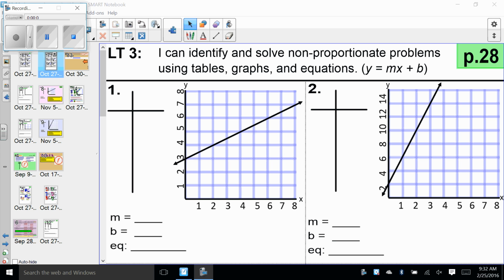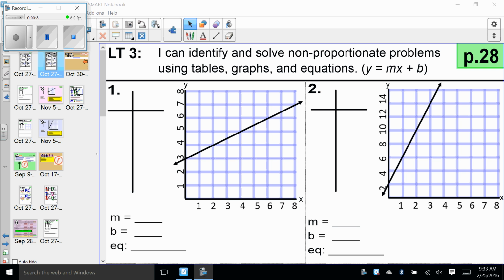Hey, 8th grade. Our learning target today is: I can identify and solve non-proportional problems using tables, graphs, and equations. You should be on page 28. You'll be given a non-proportional problem, which means it does not go through the origin (0, 0). The beginning amount is not 0, it's something other than 0. So you're going to work backwards from the graph to get the information for the table and the equation.